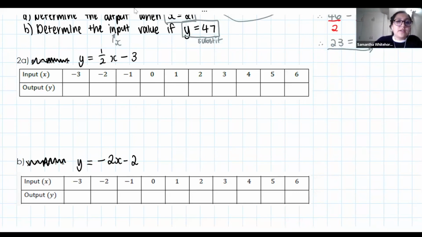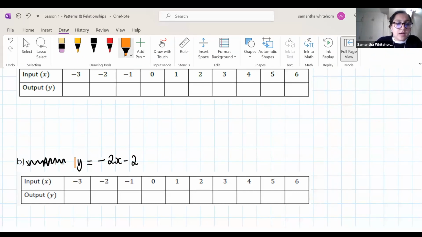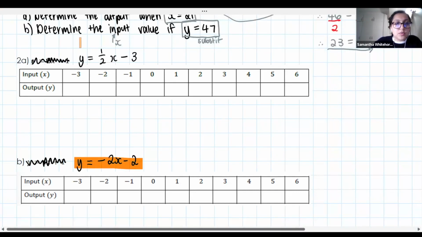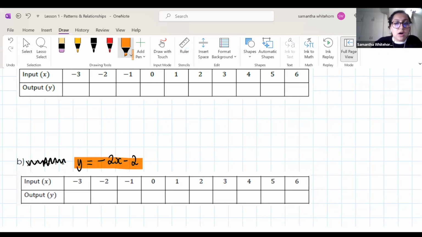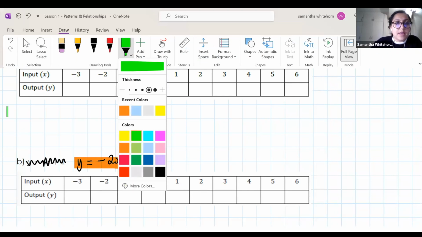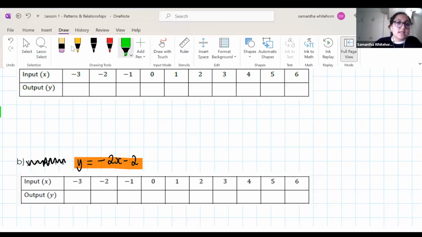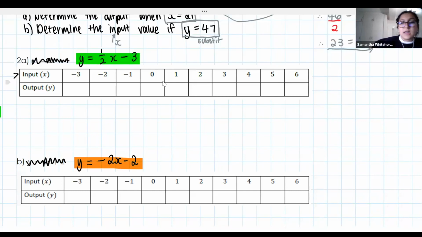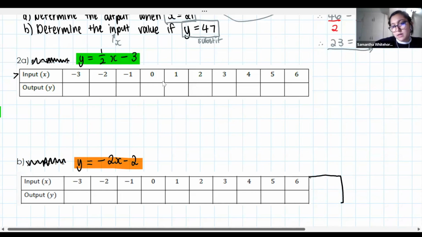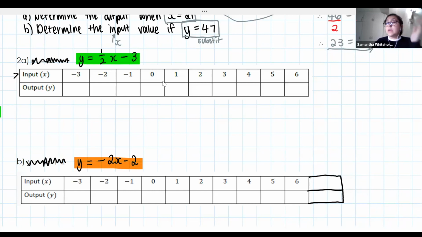Alrighty, so we have got two sets of tables here. Our tables have a rule each. So we've got y is equal to 1/2 x minus 3, and we've got y is equal to -2x minus 2. We can see in our tables, we have been given all of the input values in table 1, and in table 2, I'm going to add on a block here in a second. But again, we've been given some input values that we now need to use according to our rule.